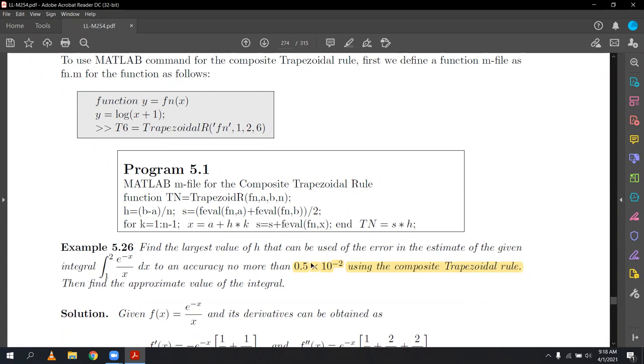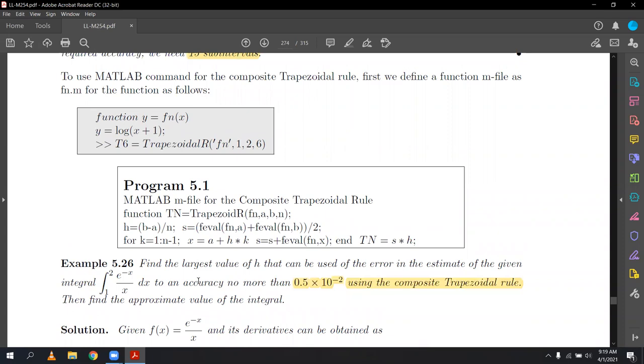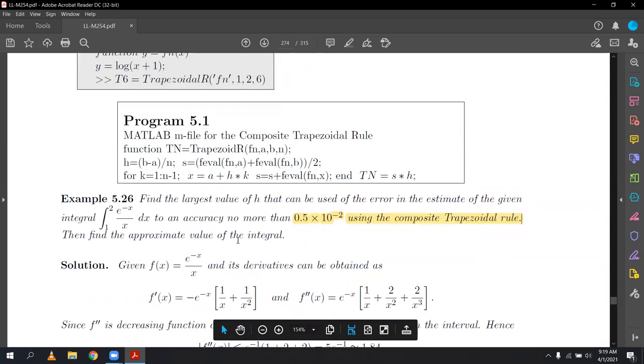First, he said, find the h. Because I told you, when your problem is given, in the case of numerical integration, one of the conditions must be given. Either the teacher gives you h, or the number of points, or the number of subintervals. But in this question, the teacher did not give you any information. It means if you want to use the formula, you need any one of the conditions. Therefore, he says, after finding the h with this accuracy, then find the approximate value of the integral.